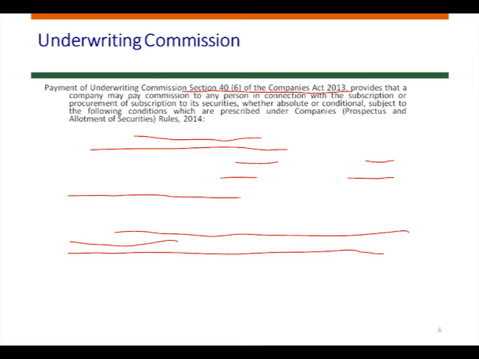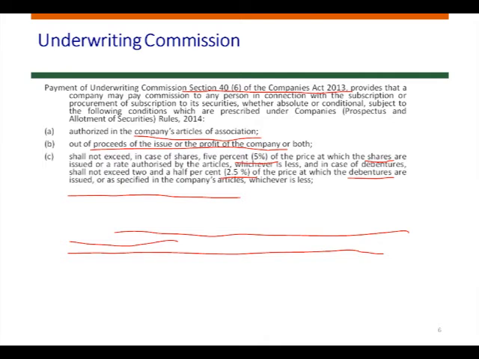This is the payment of underwriting commission under section 40 subsection 6 of the Companies Act 2013. It provides that companies may pay commission to any person in connection with the subscription or procurement of subscription to its securities, whether absolute or conditional, subject to the following conditions prescribed under the Companies (Prospectus and Allotment of Securities) Rules 2014. First, it is permitted by the articles of association; if it is not permitted by the articles, it will not be done. Second, it is paid out of the proceeds of the issue or the profit of the company, or both.